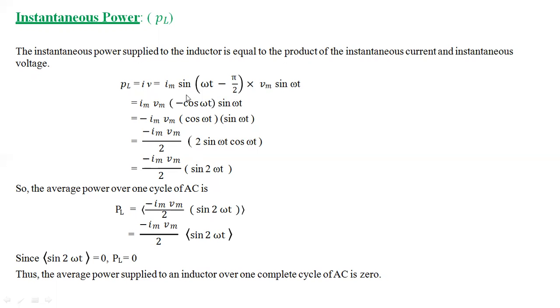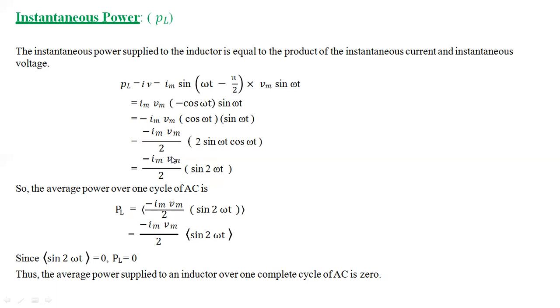So it is nothing but minus cos of omega t into sine of omega t. So P is minus Vm Im cos of omega t sine of omega t, which is equal to minus Vm Im upon 2 into 2 sine of omega t cos of omega t. Now we know that 2 sine A cos B gives sine of 2 omega t. So P is minus Vm Im upon 2 into sine of 2 omega t.